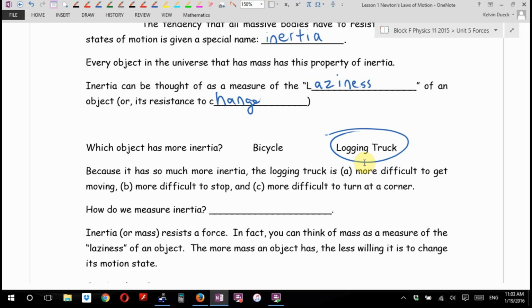Now, any person who's ever driven a logging truck has picked that up on their own. They've noticed that. Any driver has noticed that semi-trucks behave differently than little Austin Cooper minis. But this is why. It's Newton's first law, the law of inertia.